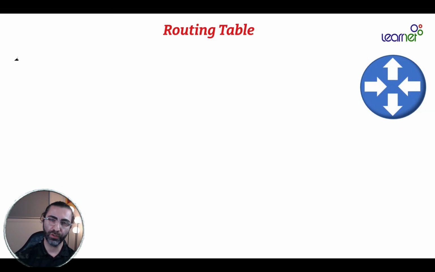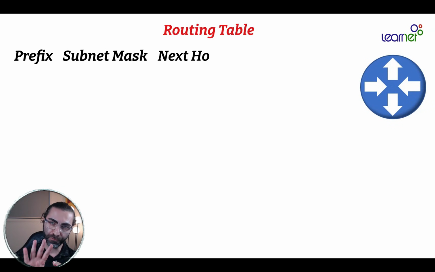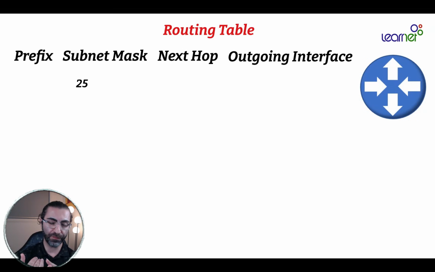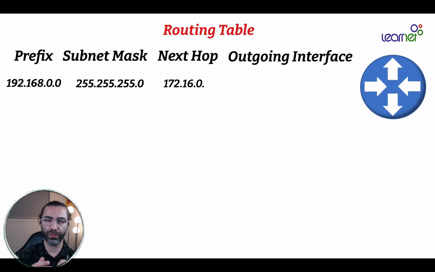For the sake of the 200-301 examination, you need 4 fields of this table: prefix, subnet mask, next hop, and outgoing interface. For example, 192.168.0.0 with subnet mask 255.255.255.0. Next hop is 172.16.0.1 and the outgoing interface is gigabit Ethernet 0/1.